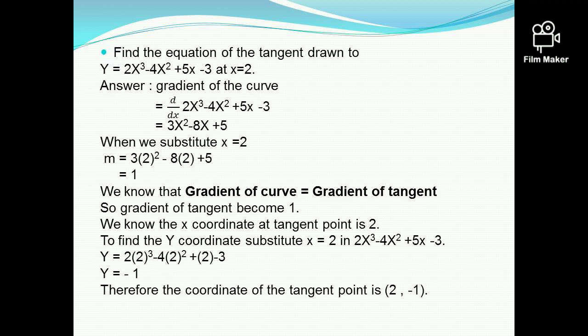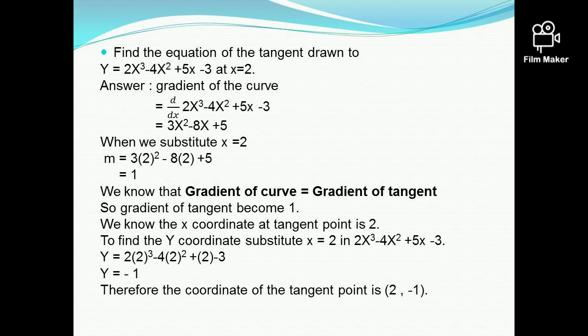As mentioned in the previous slide, first we need to differentiate. If you differentiate y equals 2x cubed minus 4x squared plus 5x minus 3, you receive the answer 3x squared minus 8x plus 5. Then if you substitute the x coordinate, you receive the answer 1. That means the gradient of the curve at x equals 2 is 1. From the previous theory, we know that the gradient of the curve is similar to the gradient of the tangent. Therefore, the gradient of the tangent becomes 1.